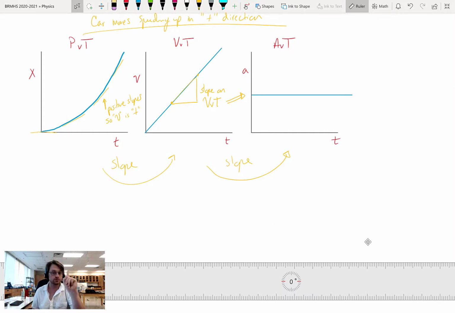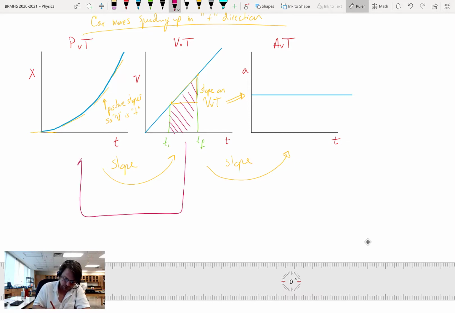We can also find the area under the curve. We mentioned that with velocity versus time. What does the area under the curve in velocity versus time tell me? Between 2 points in time, the area under the curve tells me what? Yes, excellent. The change in position goes back the other way.